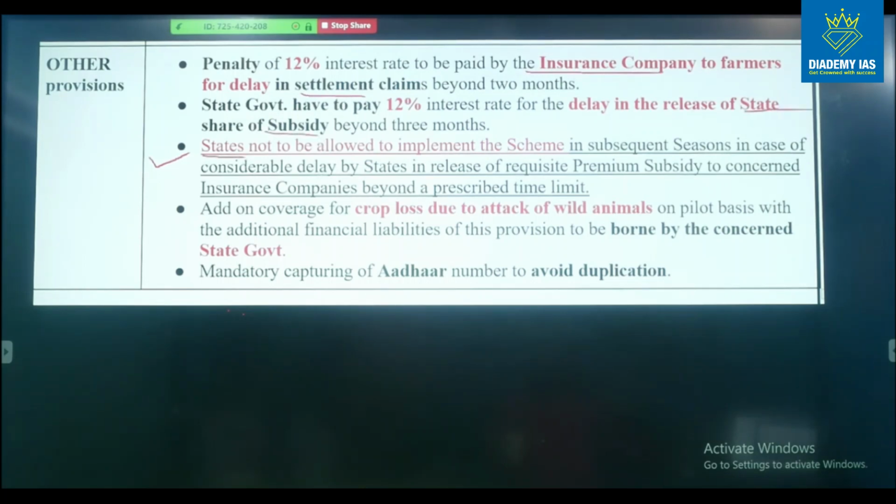And state government will not be allowed to implement the scheme in case if there is a considerable delay, right? Because in many cases the state government have not been paying their due share. Now under the new norms, those state government will not be able to implement this scheme in the next season unless they pay the subsidy of the earlier time.